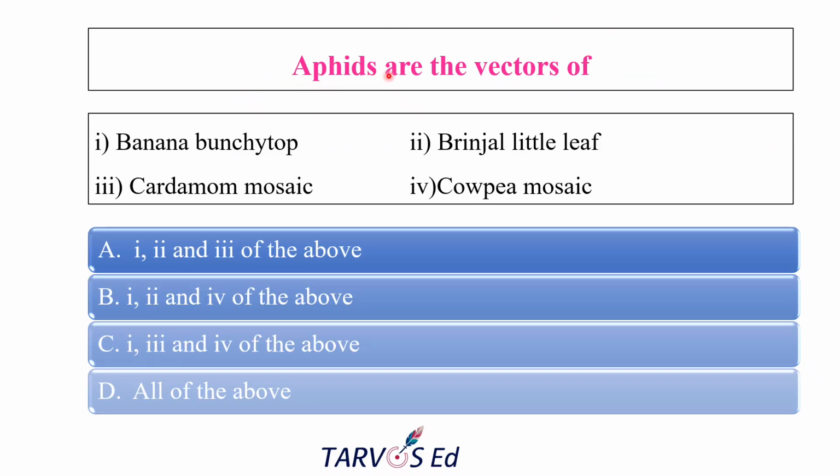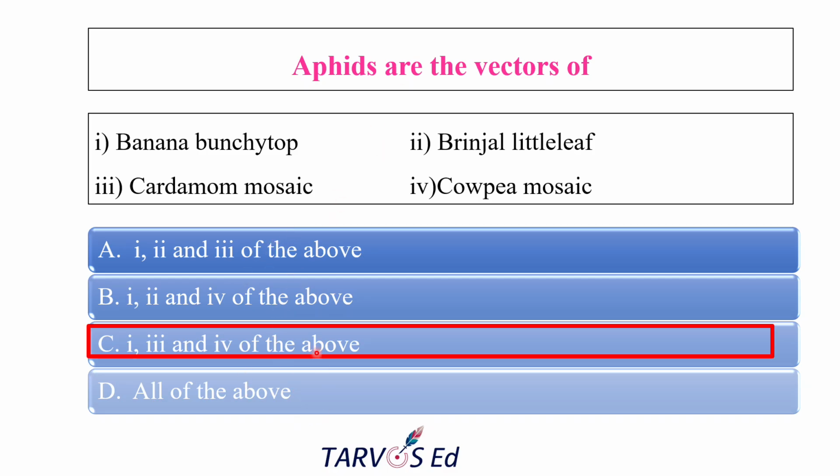And the next question: aphids are the vectors of banana bunchy top, brinjal little leaf, cardamom mosaic, cowpea mosaic. Aphid is an important sucking pest, so it acts as a vector. Vector means it carries diseases in the plant. Here different diseases are given as options, and they asked in which diseases are carried by the aphid. The correct answer is banana bunchy top, cardamom mosaic, and cowpea mosaic. These three diseases are where aphids act as the vector.